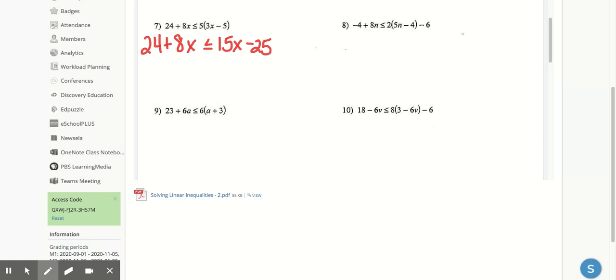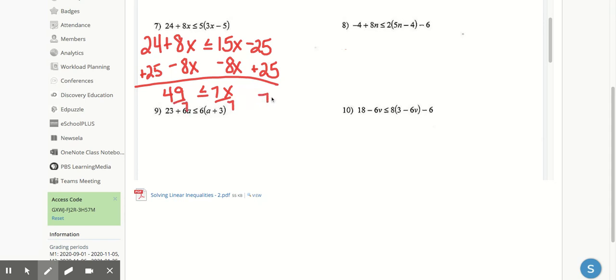So then we want to get all of our variable terms together. Like I've said before, I like to keep my variable term positive. So I'm going to subtract 8x from both sides, which is going to leave my x's over here on the right. So at the same time, I'm going to move that 25 over. So I'm going to add 25 to both sides. So on the left, that'll be a 49 is less than or equal to, over here, that'll be a 7x, and then we can divide both sides by 7. So 49 divided by 7, that's going to leave me with 7 is less than or equal to x on the right.